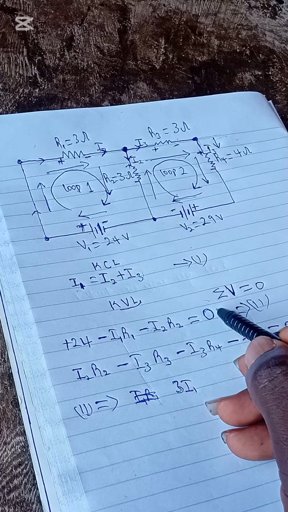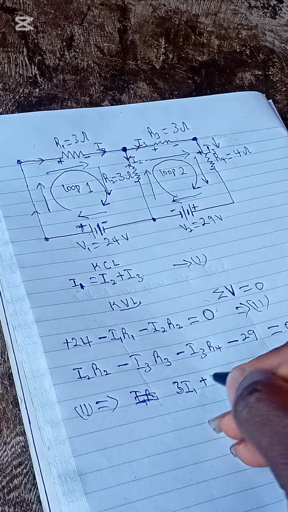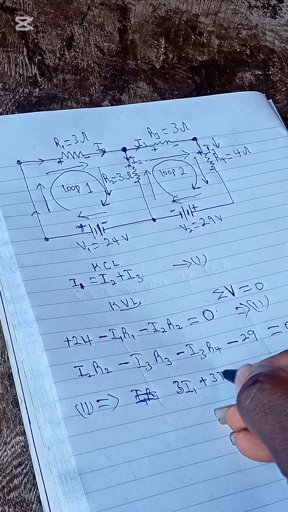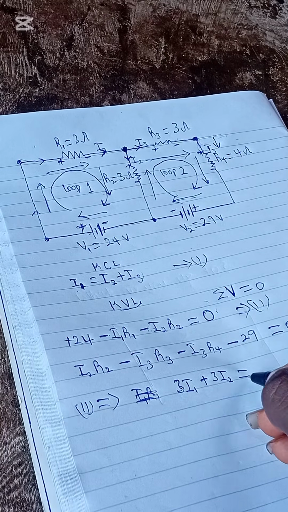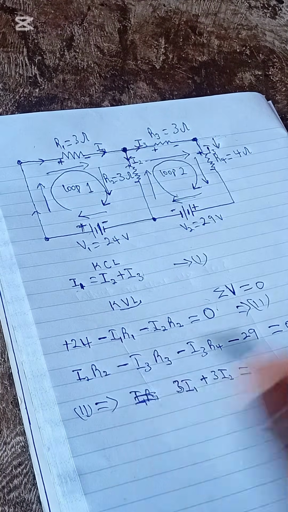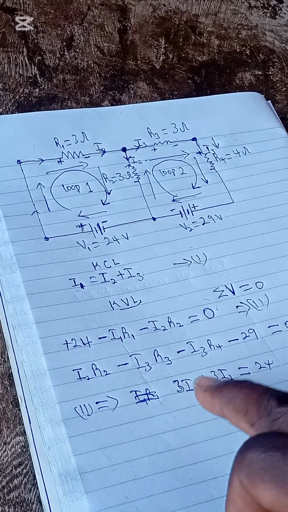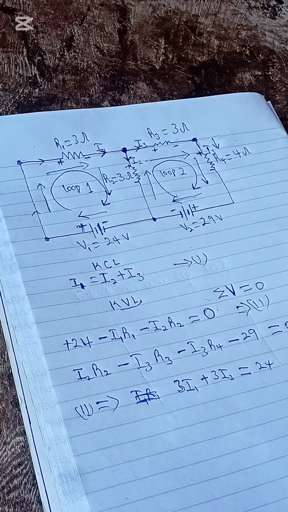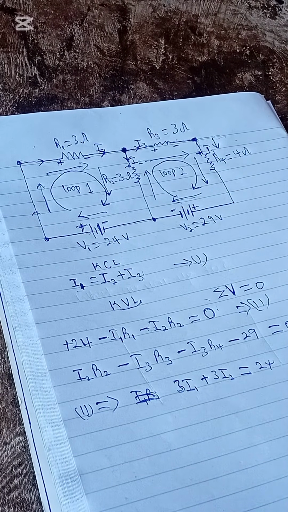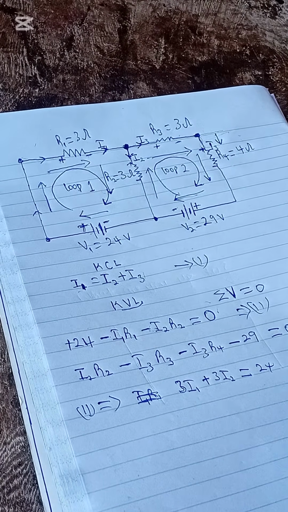This one too will go to the other side to become plus. What's our R2? 3. So that is plus 3I2 equals to, this guy is not crossing. It's here, leave it here. Equals to 24. It's just like it was on this side before, and these two are on this side. If I say x equals y, it's the same thing as y equals x. So 3I1 plus 3I2 equals 24. Let this still remain as our equation 2.